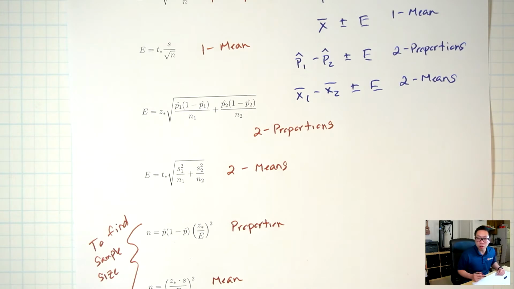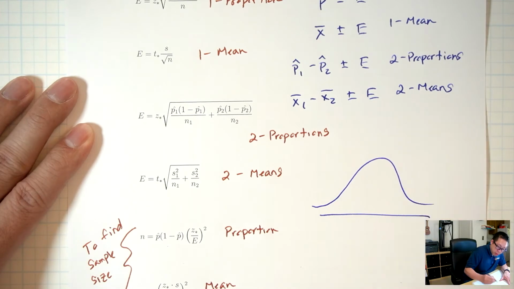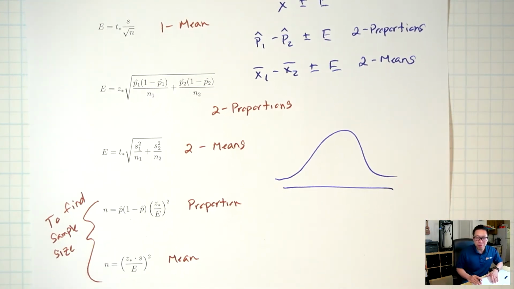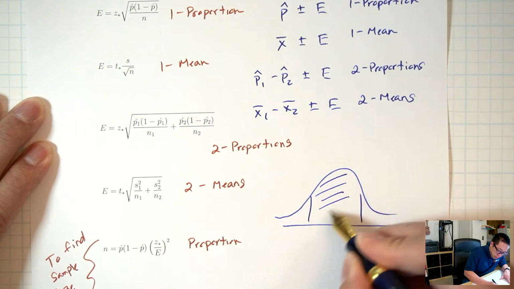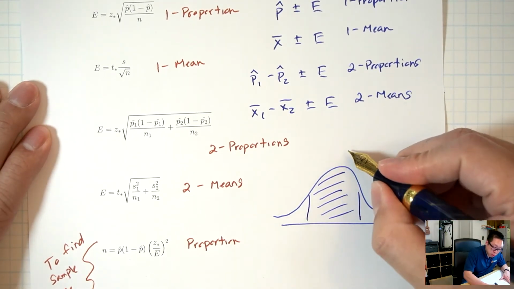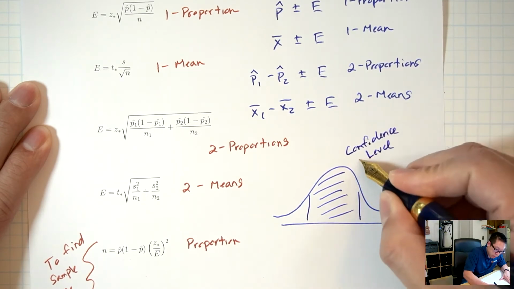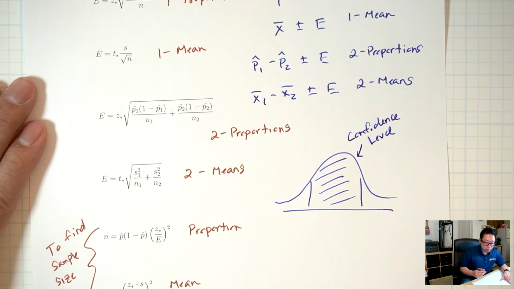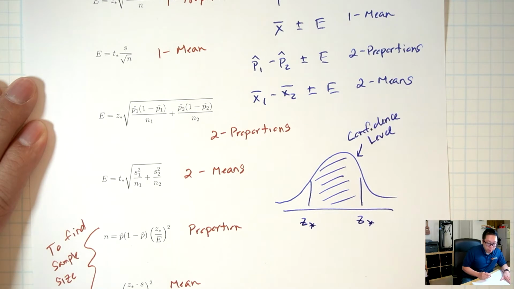How do you find the Z star and T star? They all involve this picture, which is the same picture we've been drawing for the last 4 or 5 chapters. For hypothesis tests, the picture could be left-tailed, right-tailed, or two tails. For confidence intervals, it's always going to be shaded in the middle. And the shaded area in the middle is the confidence level. And depending on whether you're talking about proportions or means, you're either finding the Z star or the T star.